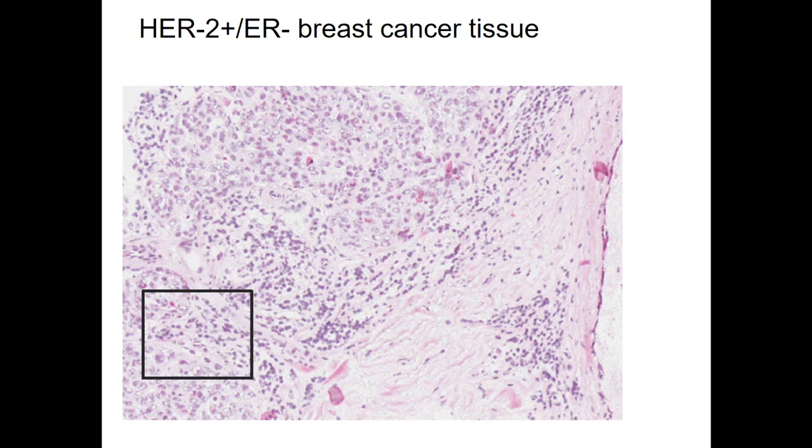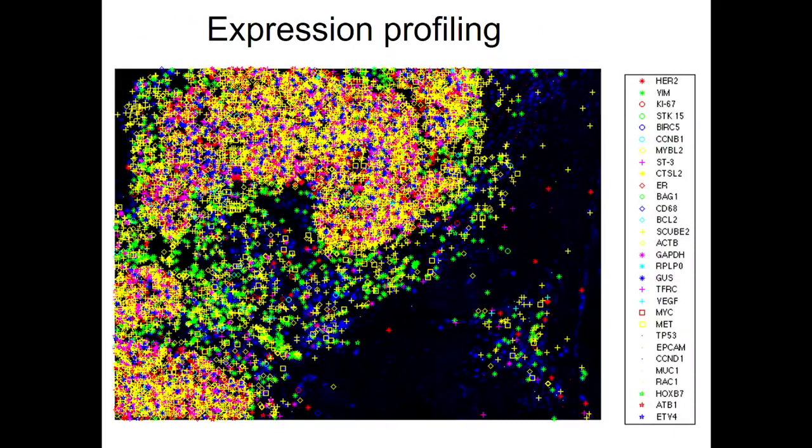So what you see here is a 0.6 square millimeter sized bit of a breast cancer tissue. It's an HER2 positive and ER negative one, and it has about 2,000 cells. So we applied these 21 genes and a couple of others, so we had 39 genes. And what I'm showing here is the top 30 of these genes.